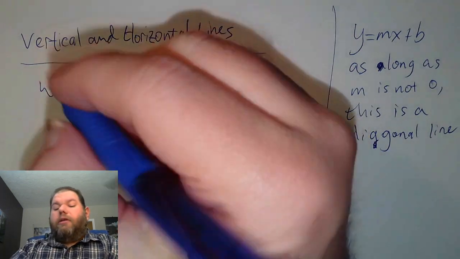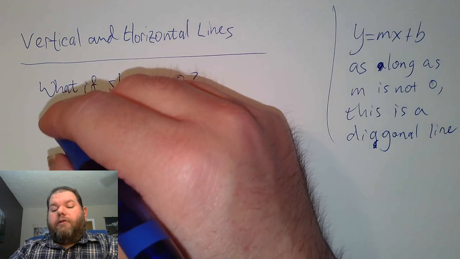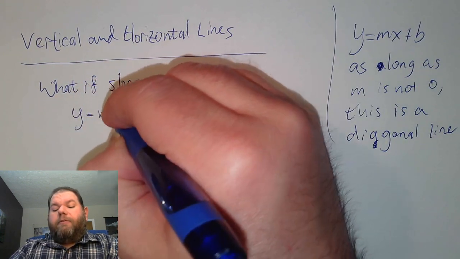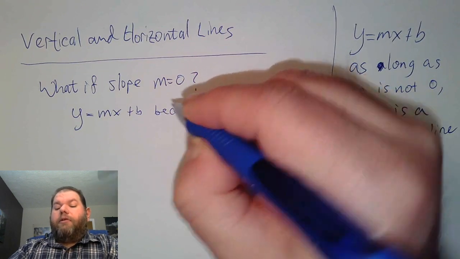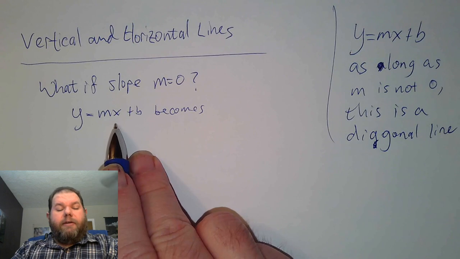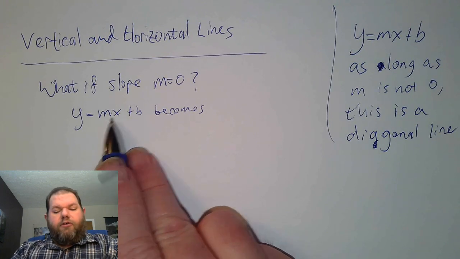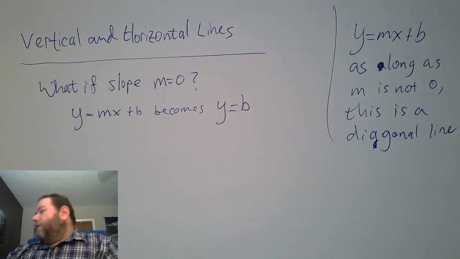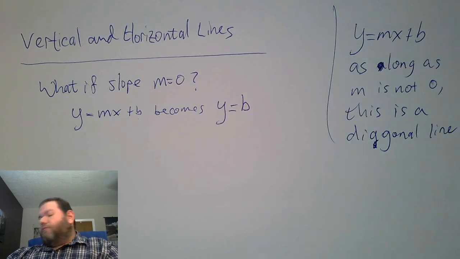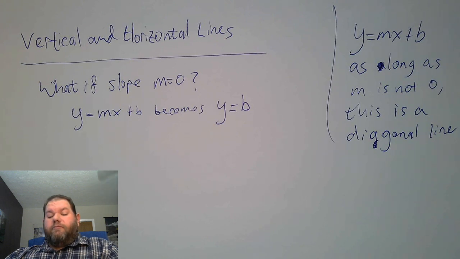Okay. In this case, if slope is 0, then y equals mx plus b becomes, well, if m is 0, then 0 times x is 0, and then 0 plus b is just b. So we just have y equals b in that case. Okay, y equals b is a line that is actually horizontal.